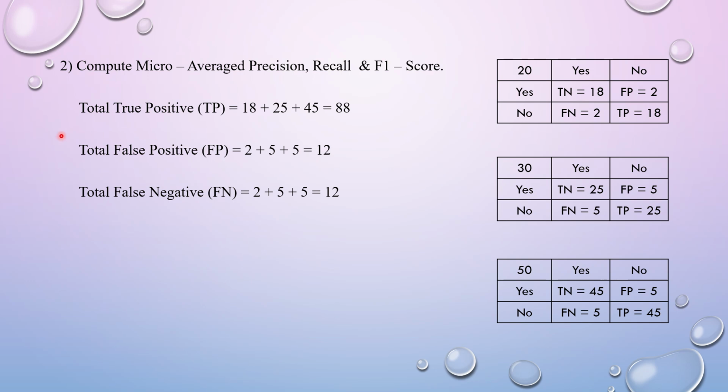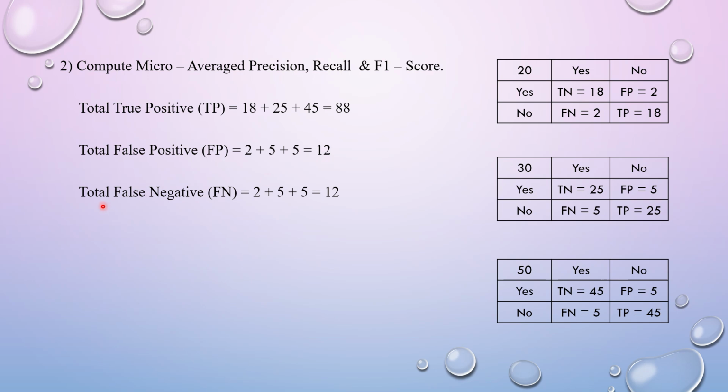Same, we calculate total false positive, that is FP. FP for class A, FP for class B and FP for class C. So first for class A, FP is 2. For class B, FP is 5 and for class C, FP is equal to 5. After adding all the values, we get 12. 2 plus 5 plus 5 is equal to 12. So the total false positive value is 12.